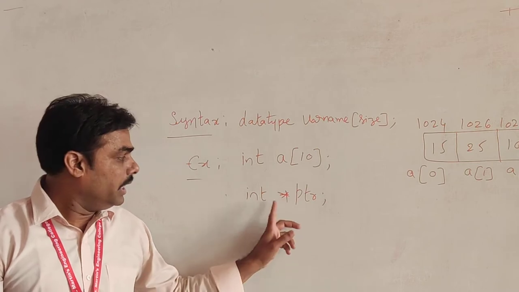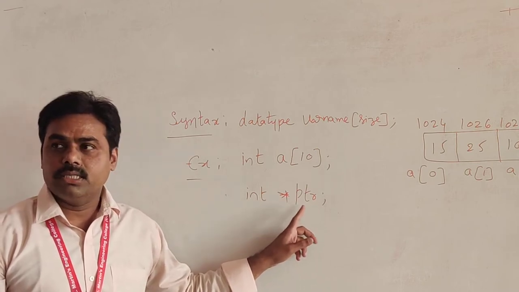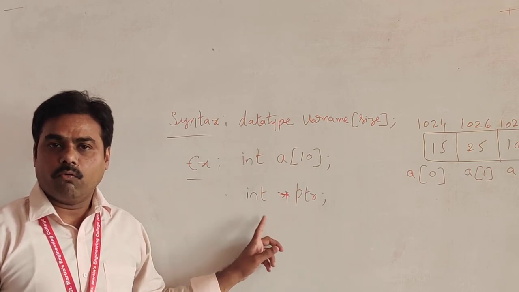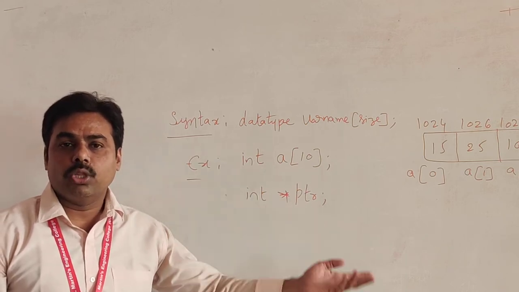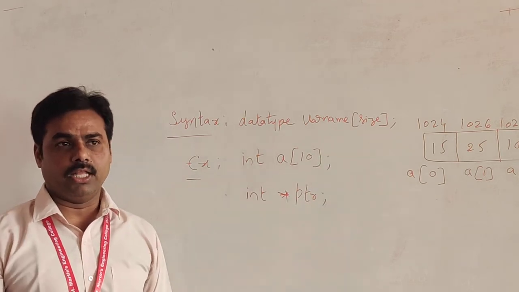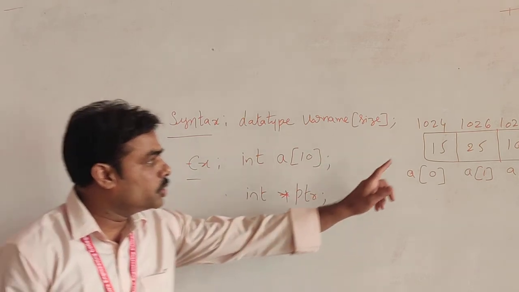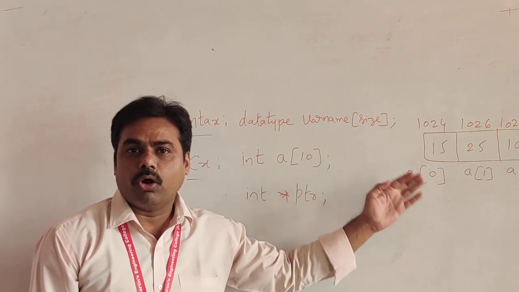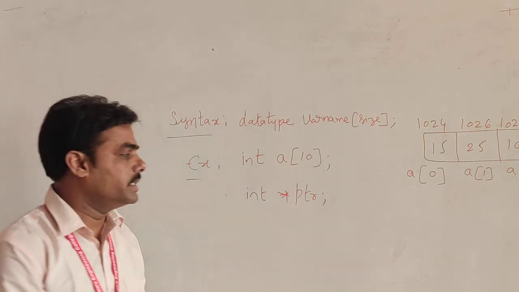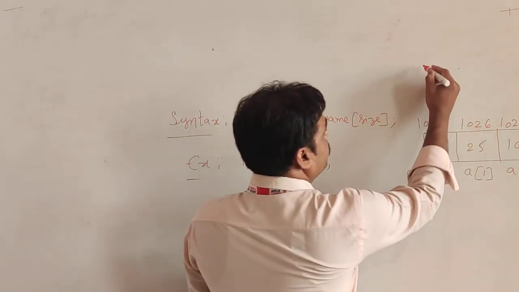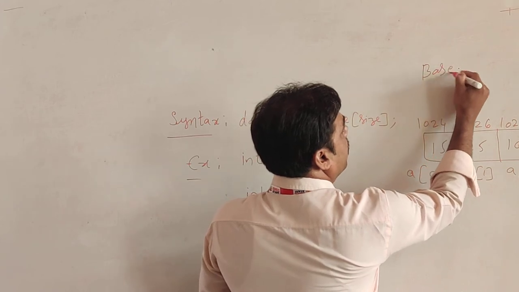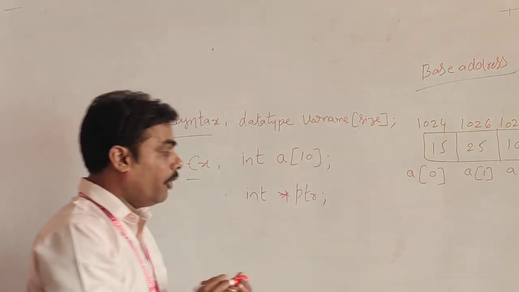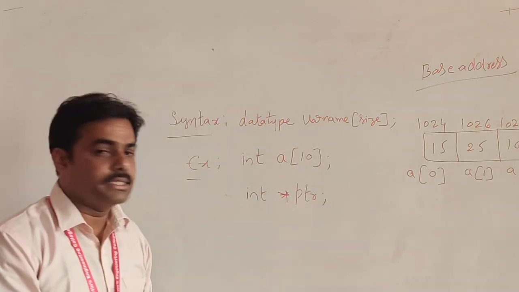I am repeating one more time. int asterisk ptr: ptr is a pointer variable of type integer. It can store the address of another integer value. Now my intention is I would like to store this base address, a of 0. In the case of arrays, the starting address a of 0 is called the base address. Now my intention is I would like to store the starting address in the pointer variable.